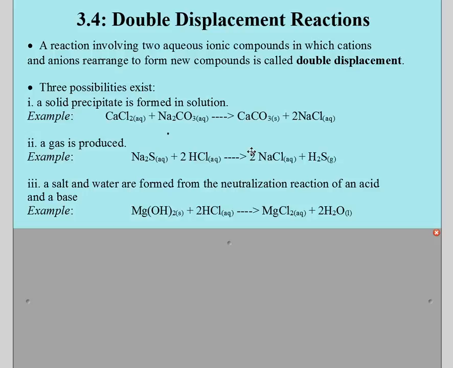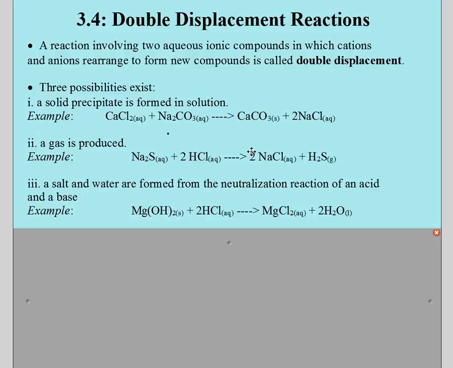Second possibility is that a gas is produced. So in this case, we still have two compounds involved, two aqueous ionic compounds, and this could possibly form a soluble ionic compound as well as a molecular gas. There's one possibility shown there with the production of dihydrogen sulfide.